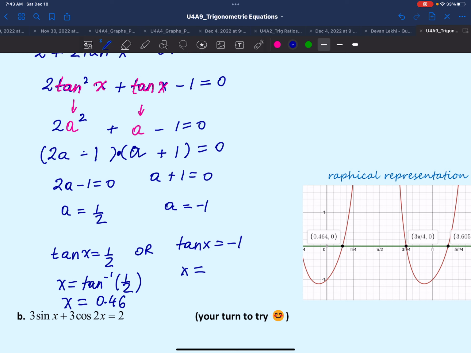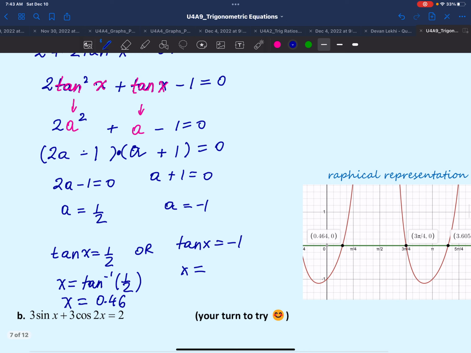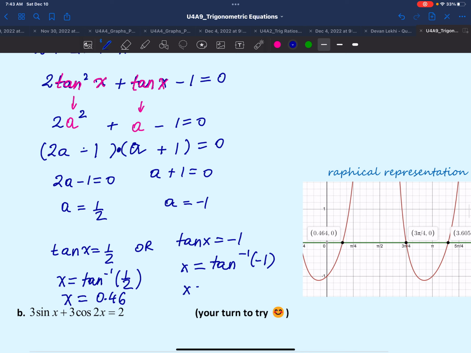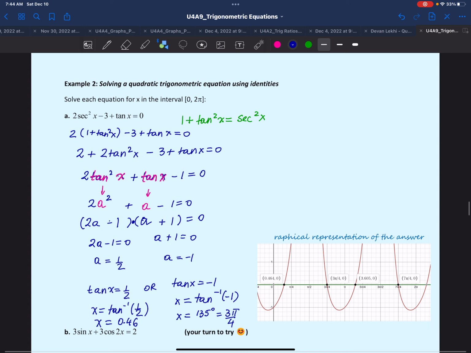And for the next equation, tan x equals negative 1, we have x equals inverse tan of negative 1. And if you use the calculator, again, this is a special ratio of negative 1, and it will give you the angle in degree mode, 135 degrees, which converts to 3 pi over 4 radians. So we'll get both angles and draw them on the Cartesian plane.